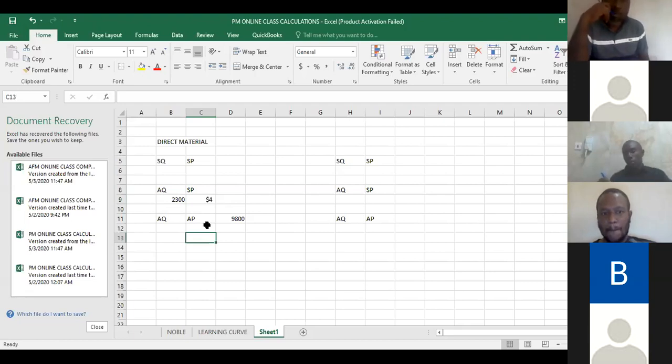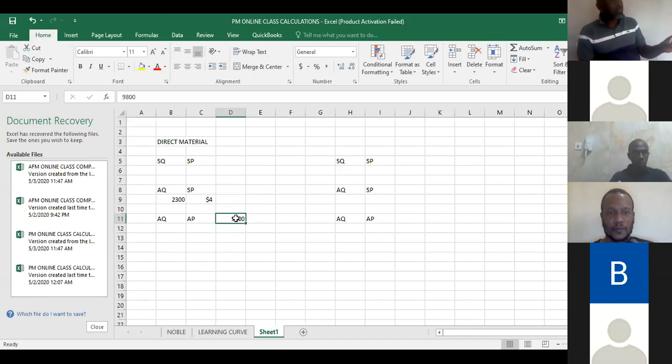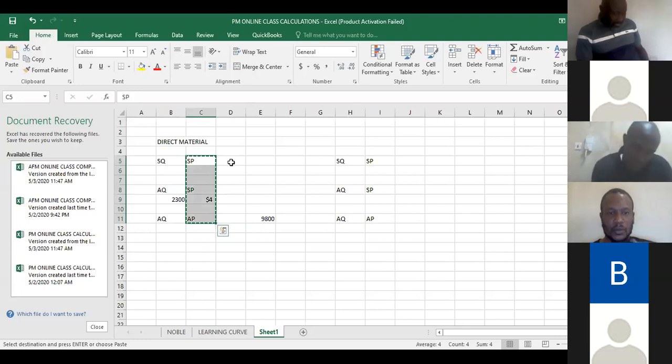Okay, so that's fine. Oh, I see why I left that space. I should have left that space. Okay, so let me do this. Undo. Okay, so now I have my $4. Then my standard quantity. Standard quantity is what?